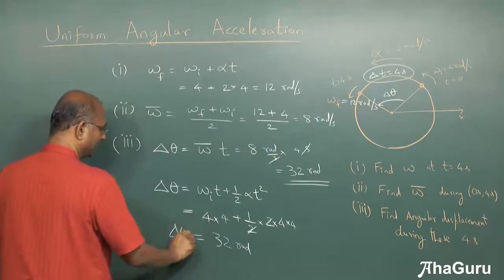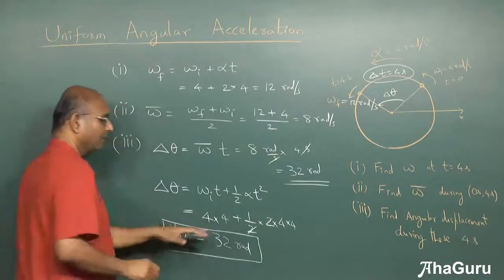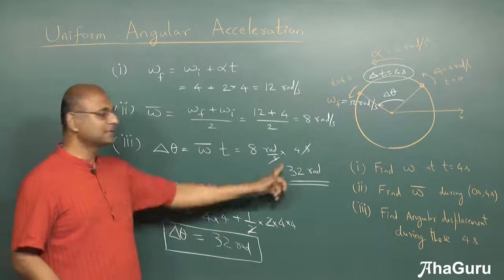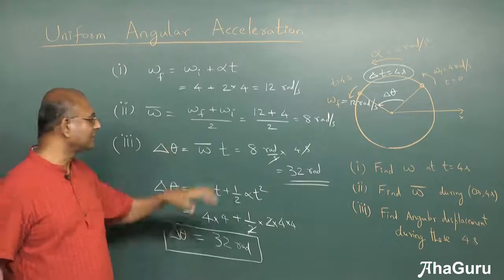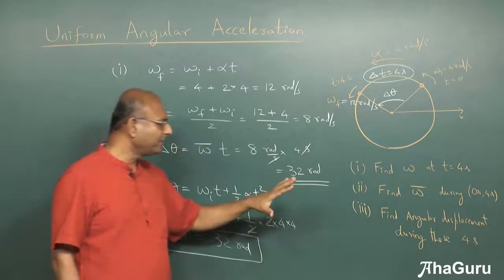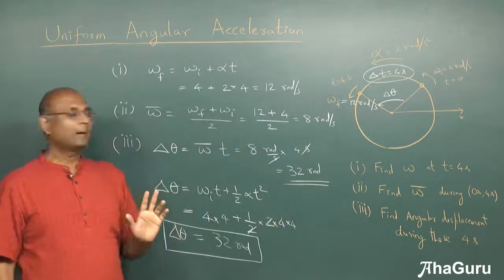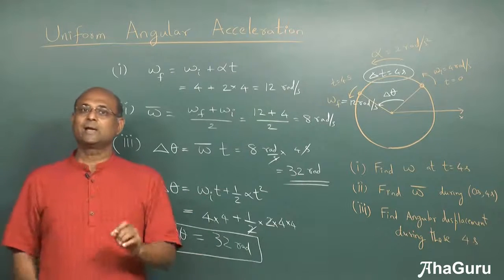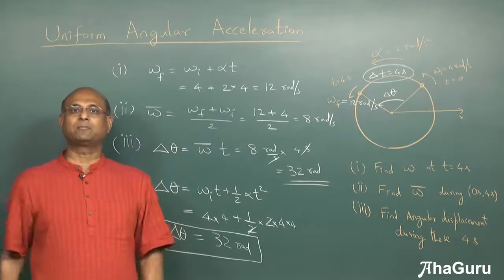So this gives us delta theta by using the formula. That gives us delta theta by using average angular velocity into time. Both should give you the exact same answer. Very, very simple, straightforward application of the formulas. Okay, let us now look at a slightly different type of example.